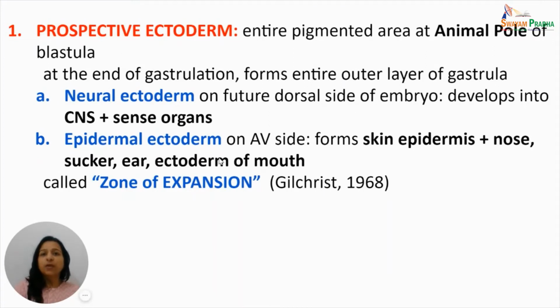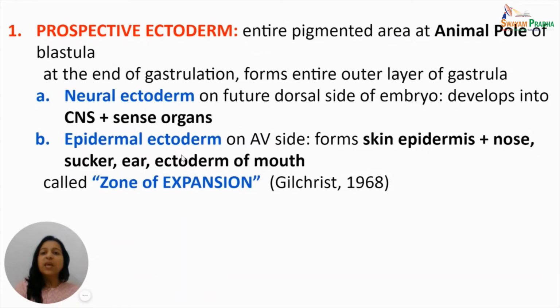The prospective ectoderm is the entire pigmented area which is present at the animal pole of the blastula. At the end of gastrulation, this ectoderm forms the entire outer layer of the gastrula. Neural ectoderm on the future dorsal side of the embryo develops into the central nervous system as well as all the sense organs.